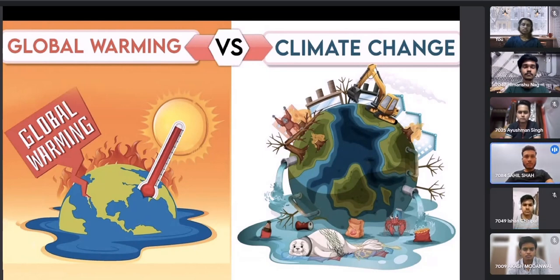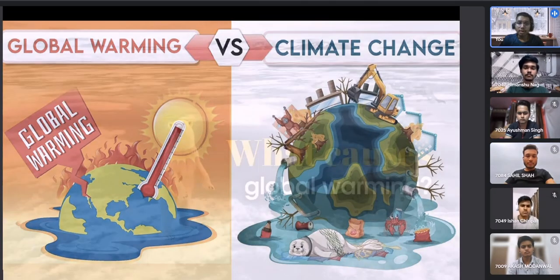Now coming to global warming. Global warming refers to the rise in global temperature due mainly to the increasing concentrations of greenhouse gases in the Earth's atmosphere. Its side effects include melting of glaciers, heavy rainstorms, or more frequent drought. Said another way, global warming is one symptom of the much larger problem of human-caused climate change. Now coming to the causes of global warming.